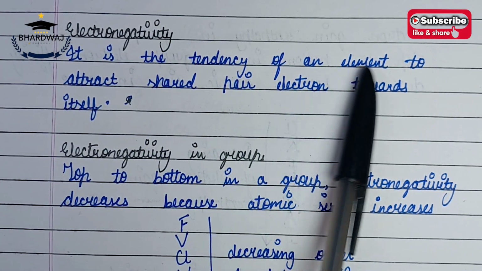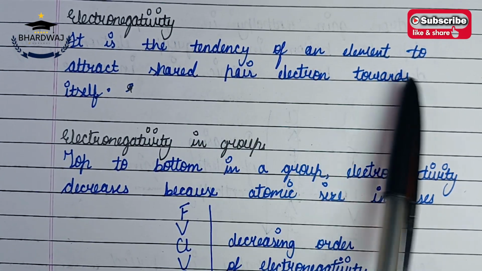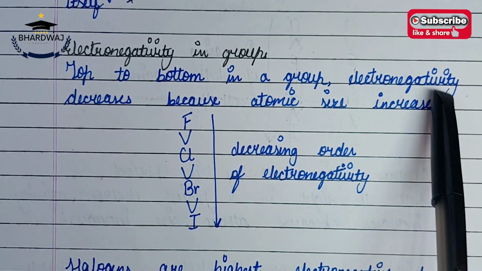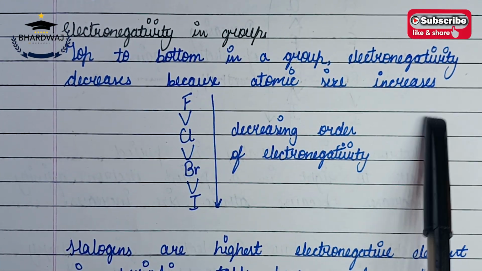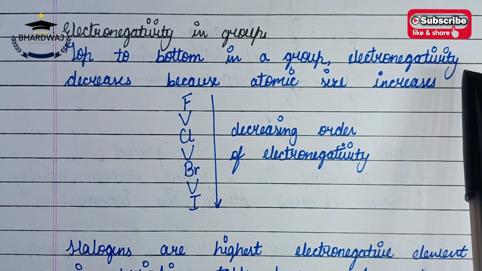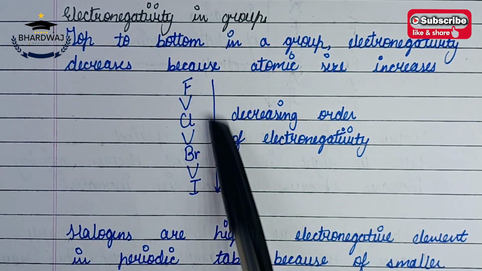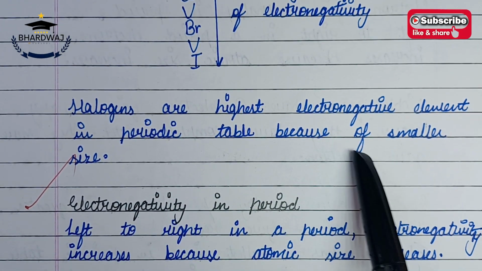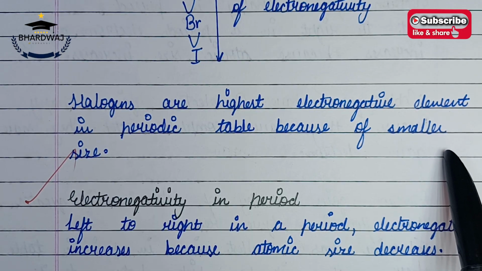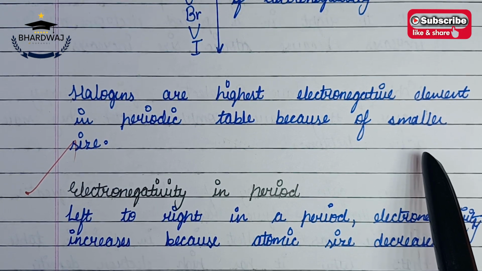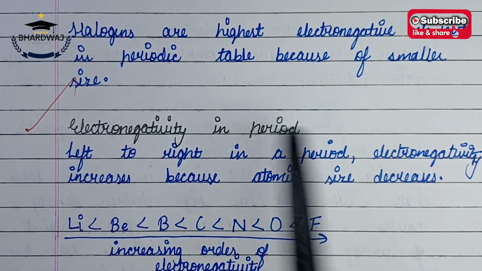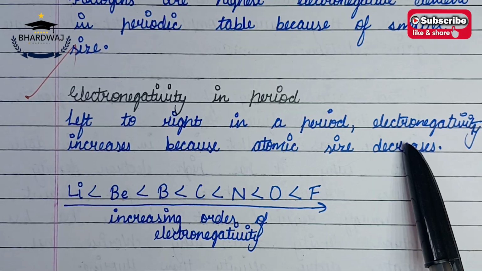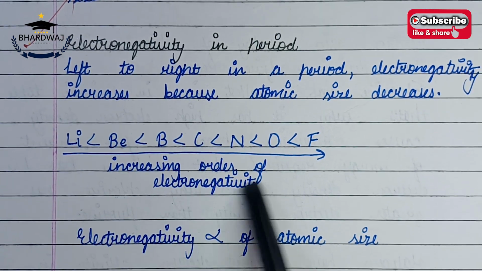It is the tendency of an element to attract the shared pair of electrons towards itself. Electronegativity in groups. Top to bottom in a group, electronegativity decreases because atomic size increases. So decreasing order of electronegativity is given. Halogens are the highest electronegative elements in the periodic table because of smaller size. Electronegativity in periods. Left to right in a period, electronegativity increases because atomic size decreases. So this is the increasing order of electronegativity given.